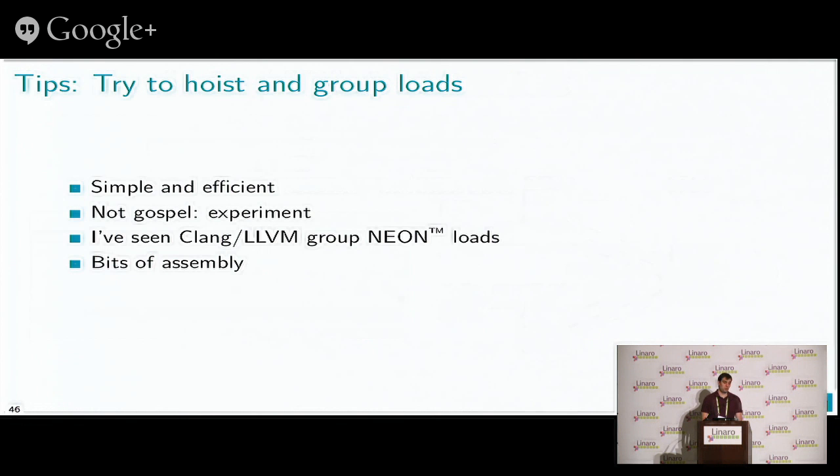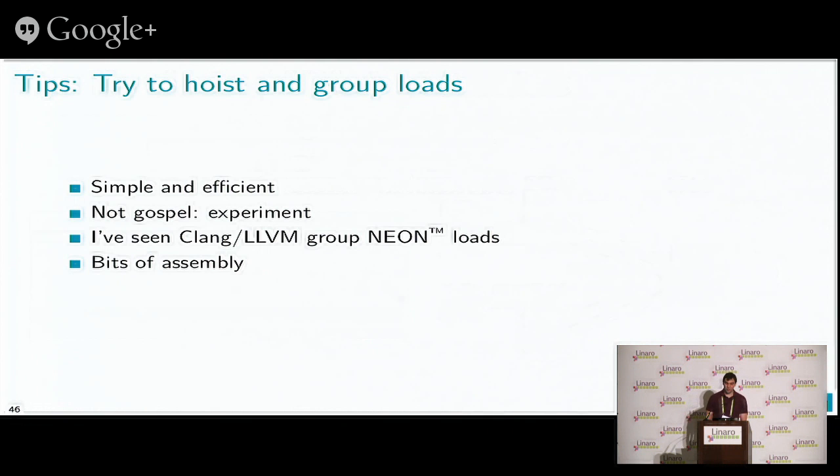Another tip would be to try to hoist and group loads. It can be very simple and efficient. On old cores, for example, it was very easy to get a speed up just by grouping loads. Instead of doing two loads, you do one that loads twice as much data at the same time, and it's faster. However, this is not gospel, especially on newer cores, and I recommend that you experiment. Don't just do it and assume it's going to be faster.